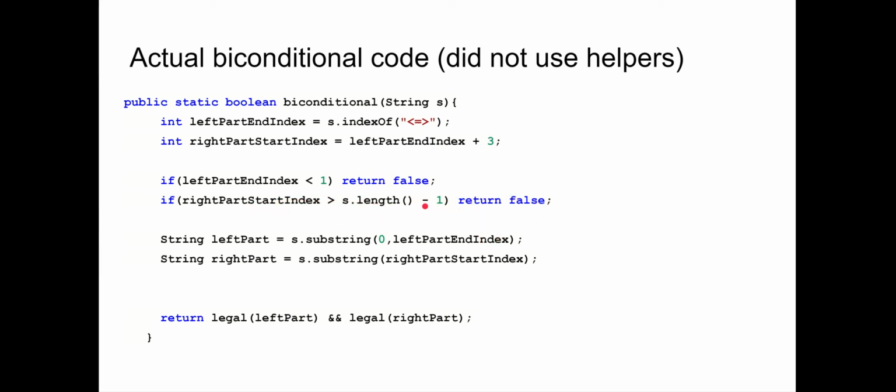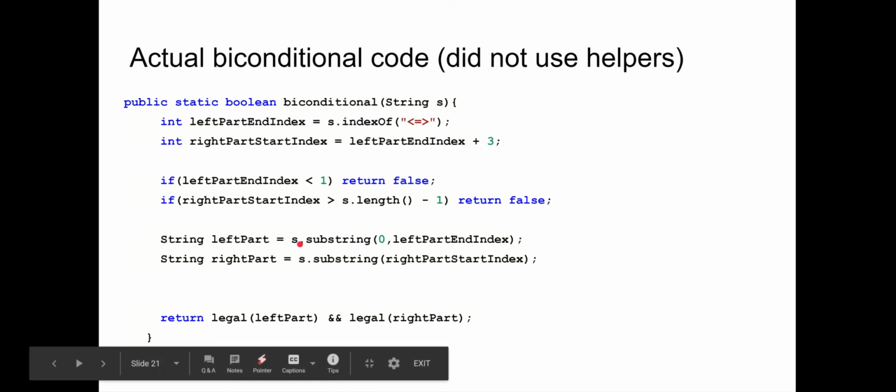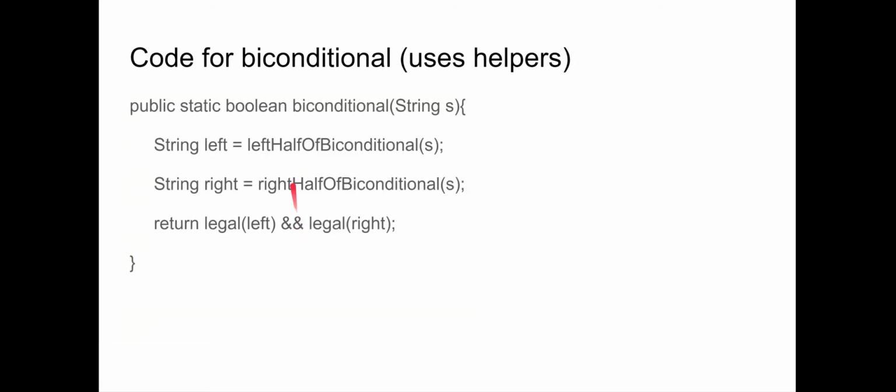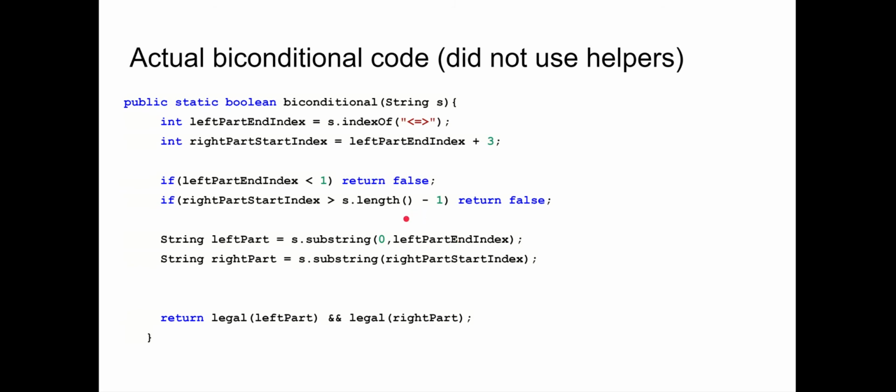You might wonder, why is there -1? This is where you will have to do a little bit of exploration to find out that length tells us the length of the string. So finally, this code sets us up to do what the previous code did, which was so much cleaner, with the left hand of biconditional and the right hand of biconditional. We basically embedded what those helper methods do into our actual method here.